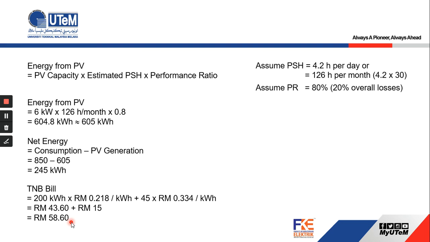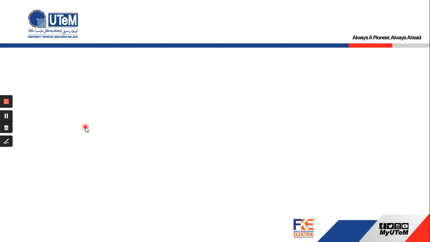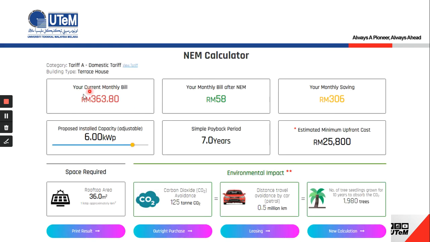Okay, so now the minimum upfront cost is 6 kilowatt times 4,300 per kilowatt based on SEDA's assumption. So we get 25,800. The total savings, when we go back and subtract the current monthly bill from the monthly bill after NEM, is 306. So we get a simple payback period of 7 years.